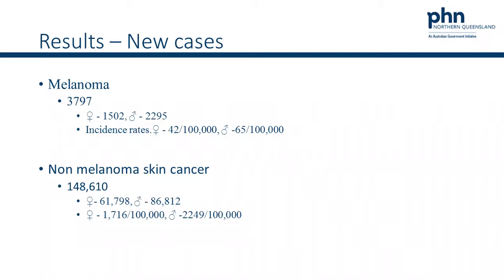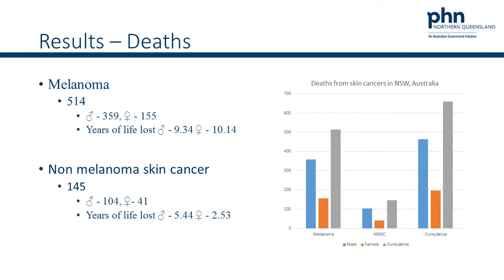In 2010, Doran et al. identified 152,000 new cases of skin cancers. Nearly 4,000 of those were melanomas, and the other 148,000 were non-melanoma skin cancers. Both types of skin cancers were split between males and females 60-40. 514 patients died of melanoma, and another 145 died from non-melanoma skin cancers.